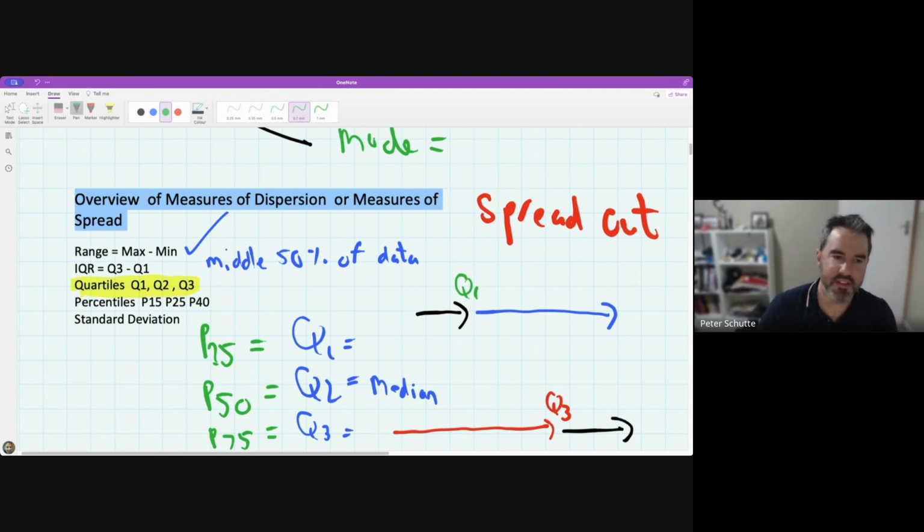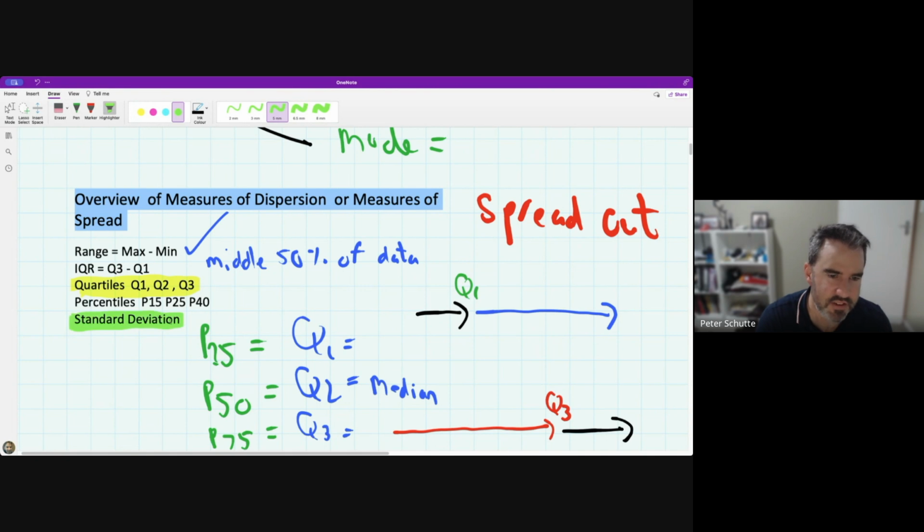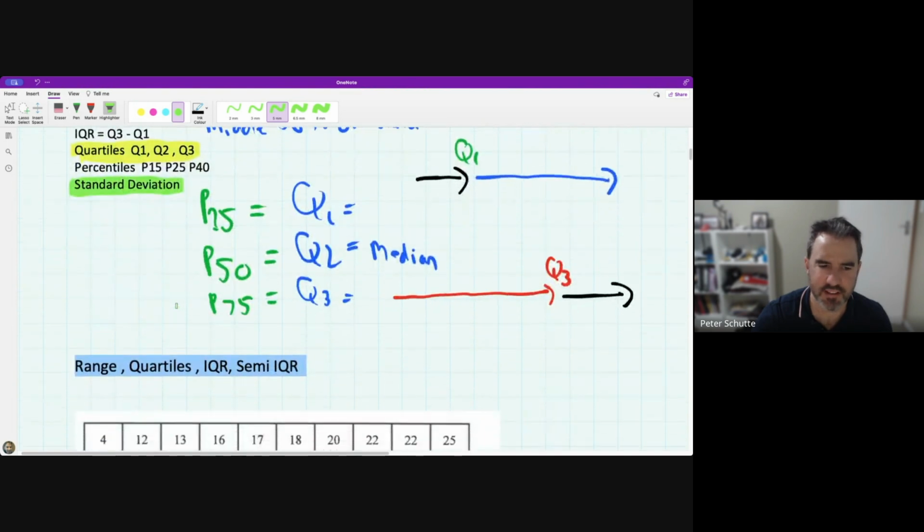All right, and then the other one that we will talk about a bit tonight is something called the standard deviation. That's another measure of spread, or how spread out data is. The standard deviation is something we will use our calculators to help us with. All right, let's get going.